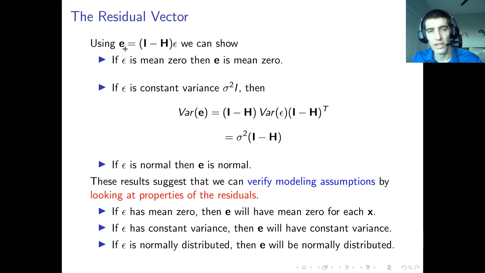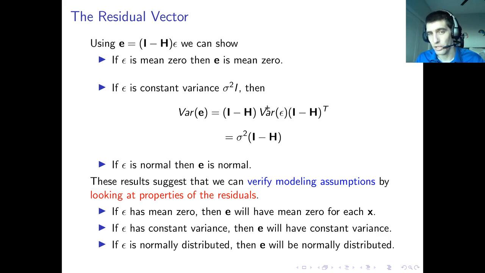We can show that if epsilon is constant variance, this epsilon vector has this variance structure as before, where it's sigma squared times the identity matrix. We can take its variance, taking the variance of a linear combination. We pull one of these matrices out, we pull another one out and put it in the back and transpose it, according to that variance rule for working with random vectors.